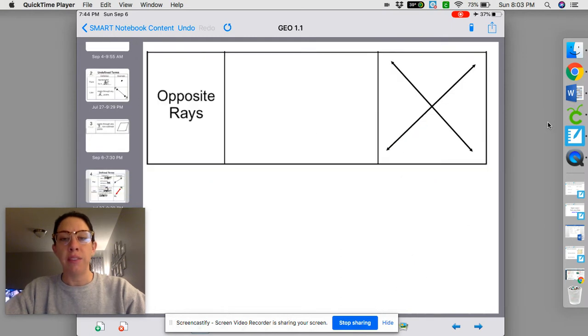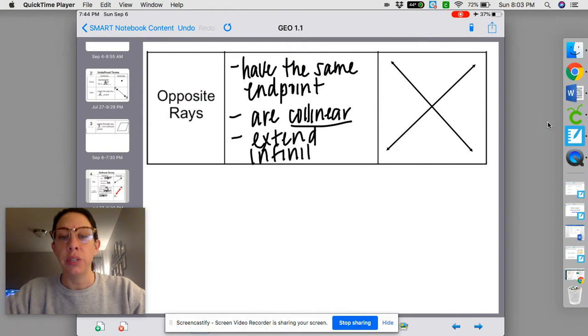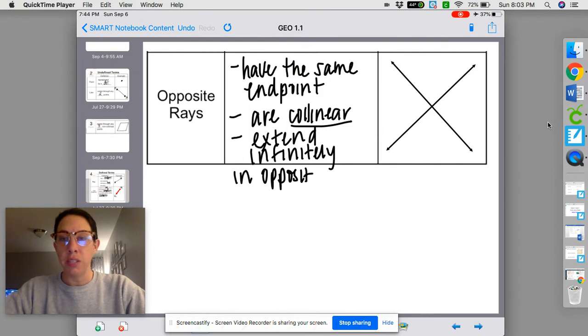And then the last one we have is something called opposite rays. So remember from before, rays have one endpoint and extend infinitely in one direction. Opposite rays have the same endpoint, but they are collinear. So they have to be on the same line, but with their endpoint, they're going to extend infinitely in opposite directions. So in a minute you'll see I draw an endpoint that they're going to have in common.